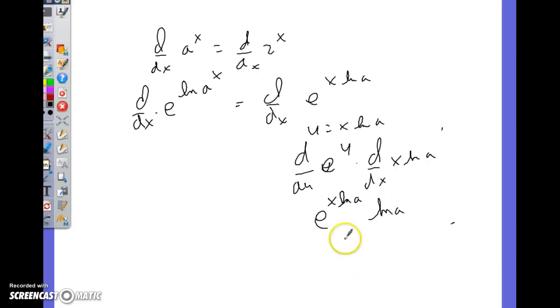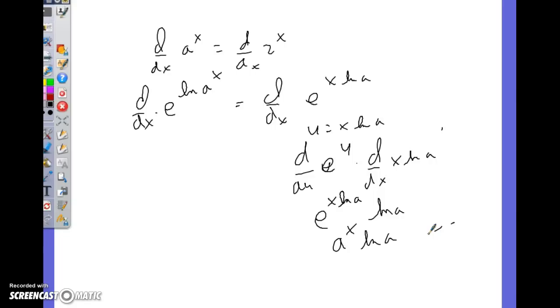This is just a to the x ln of a. Right? This is e to the x, which was this thing here, which was the derivative we started with, a to the x. Can we go backwards through those? All right, let's go backwards through those.